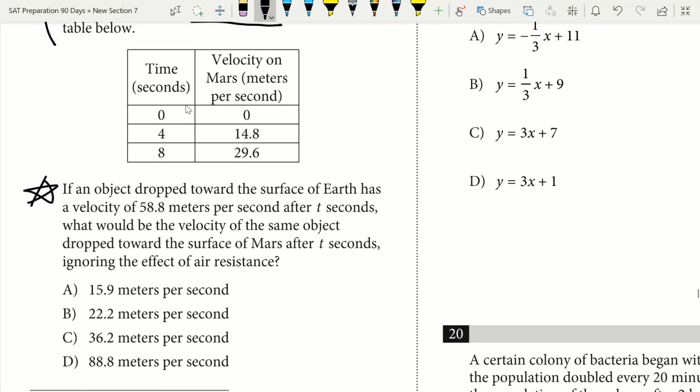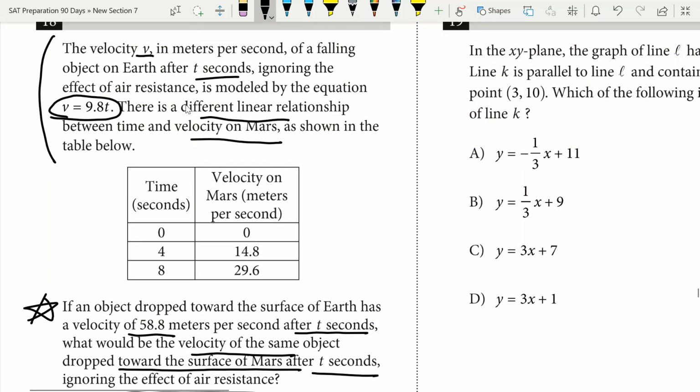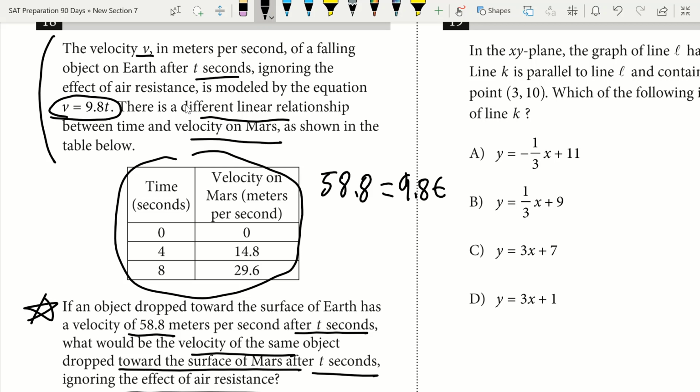So if an object dropped toward the surface of Earth has a velocity of 58.8 meters per second after t seconds, what would the velocity of the same object dropped toward the surface of Mars be after t seconds, ignoring the effect of air resistance? Well, I've got 58.8 meters per second on Earth, so that's our velocity. We know that that's equal to 9.8t. So I want to solve for t and then use t with my table here to solve for what that velocity is going to be on Mars. So I'm going to divide each side by 9.8, and I see that t is going to equal 6. I plug that in my calculator, or I can recognize it off the top of my head. Either way, we know t equals 6.